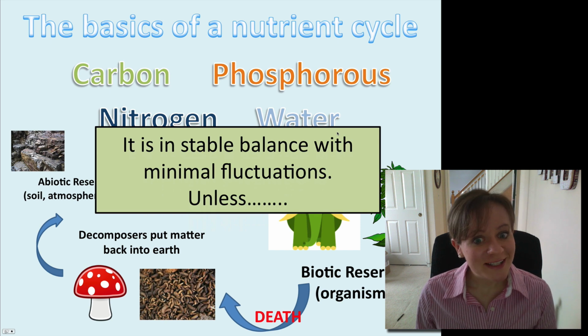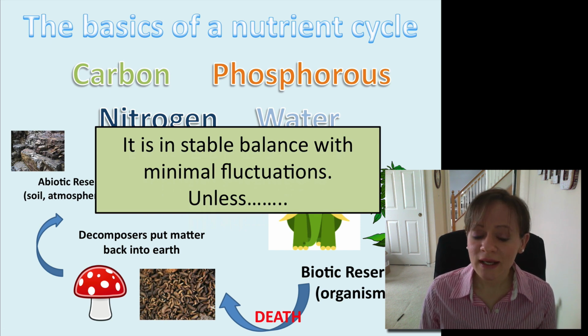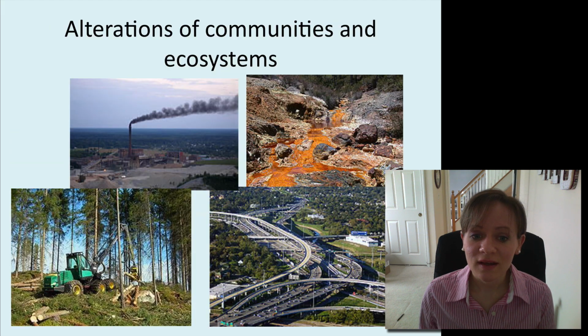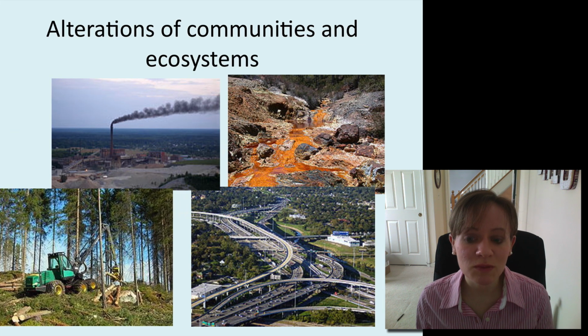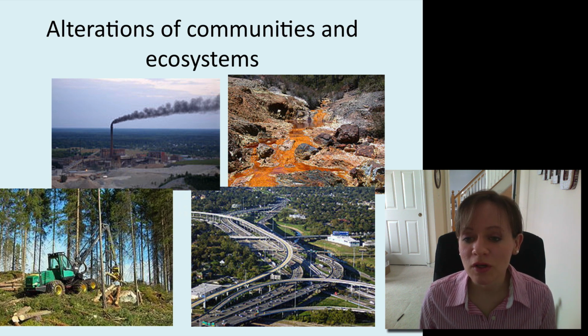So it's very important to understand it's a stable balance. There are fluctuations, but they're very minimal, right? Unless what? Unless communities and ecosystems become altered. And look at these pictures. We have logging, we have pollution in water, we've got urban development.